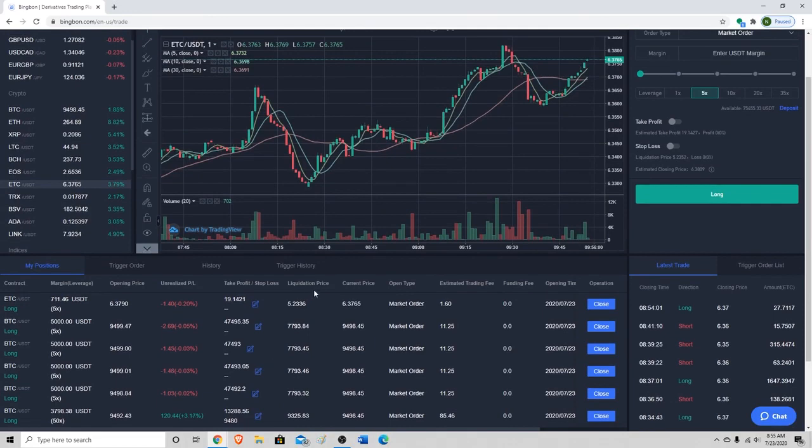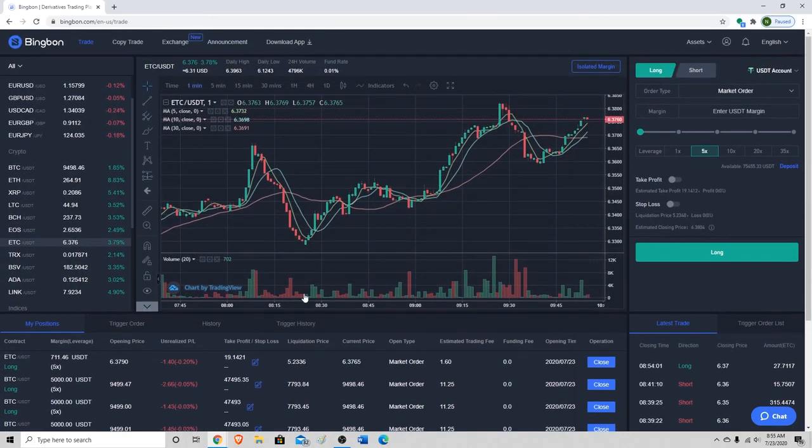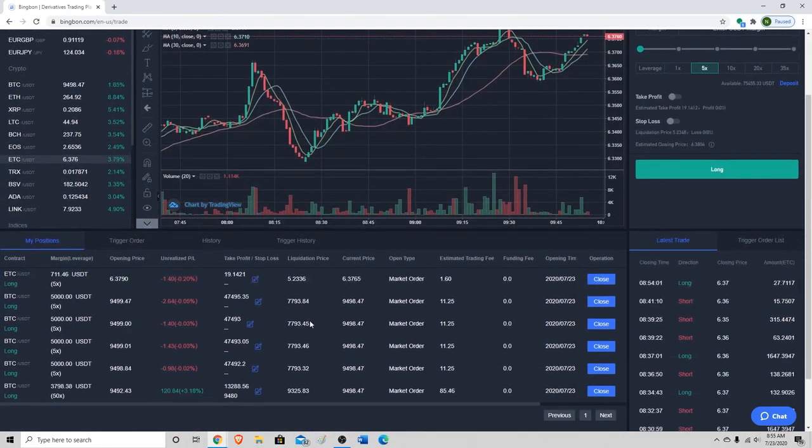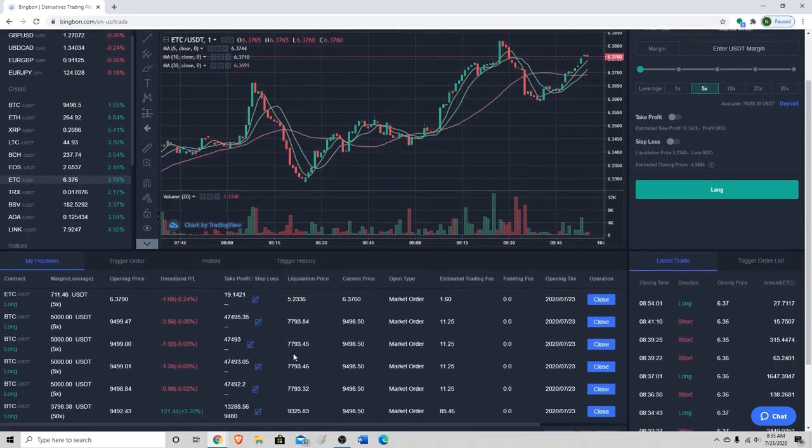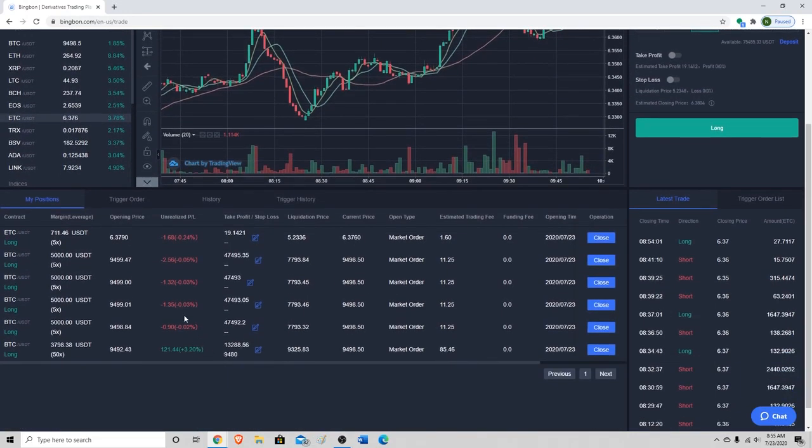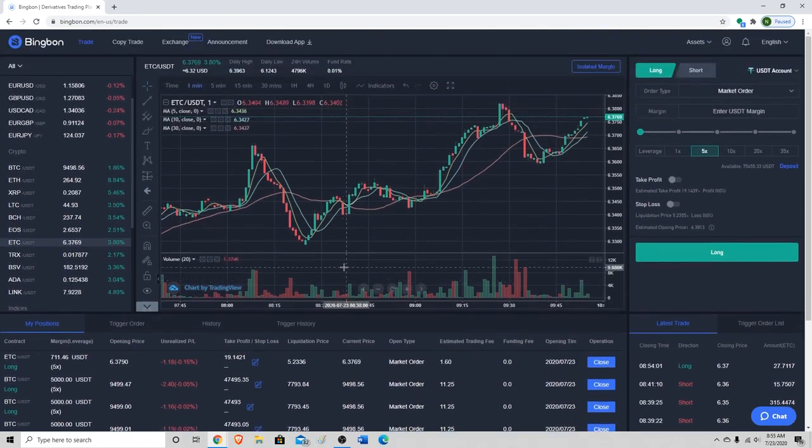All right, I like that about it. Some exchanges make it a little bit more work to close. You have to push a few extra buttons or whatever. It's just nice and quick. So that's really the main trading page.